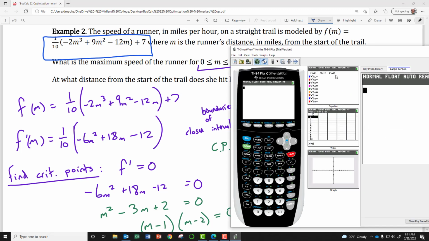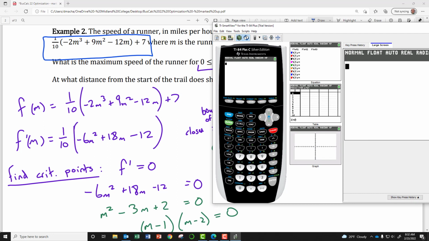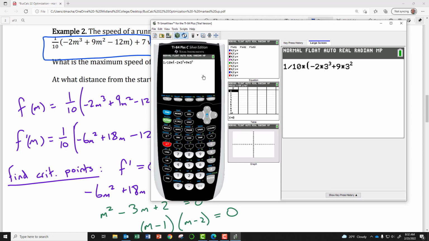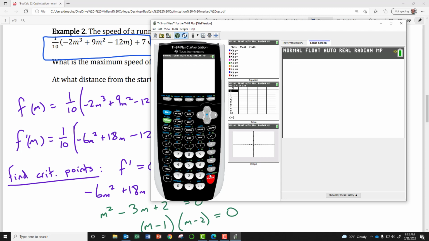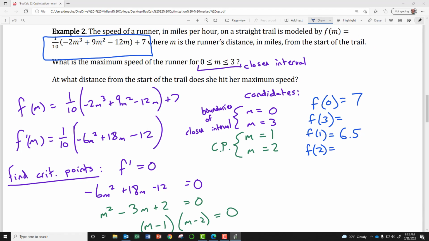So let's evaluate the function at m is equal to 3. And I get 1/10 times, open parentheses, -2 times 3 cubed plus 9 times 3 squared minus 12 times 3, close parentheses, plus 7. Oh, let's see what I did wrong. Oh, that negative, that's actually a minus, and my calculator's picky. That minus needs to be a negative, so that should fix it. There we go. Okay, 6.1 is what I get when I evaluate that at 3.